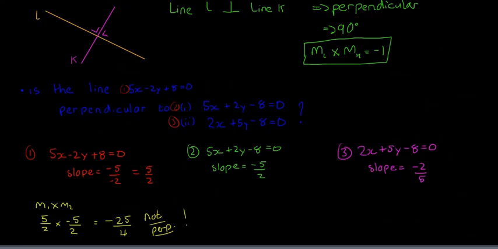The next one, I'll go orange. Again, m1 multiplied by m2. m1 is 5 over 2 multiplied by m2, which is minus 2 over 5. Our answer is going to be, 5 by minus 2 is minus 10, 5 by 2 is 10, so our answer is minus 1. That means these are perpendicular. So I'll tick it, and perp.